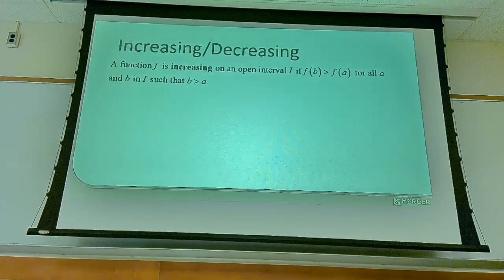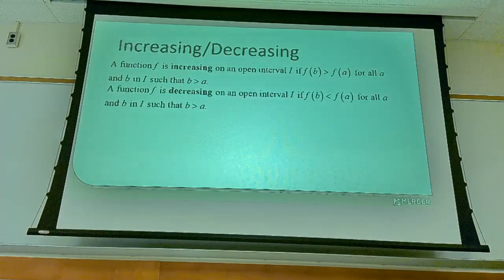Decreasing is the exact same definition with one change. It's now f of b is less than f of a. That's the only change. So again, if you're reading on a graph from left to right, if your y values are getting smaller, then it's decreasing on that interval. And if your y values don't change, so f of b equals f of a, then it's just constant. But those are boring.